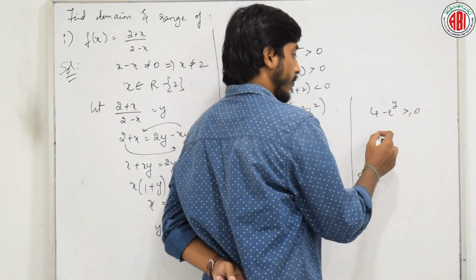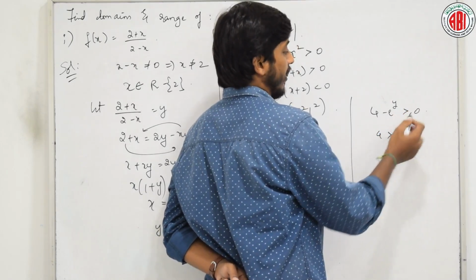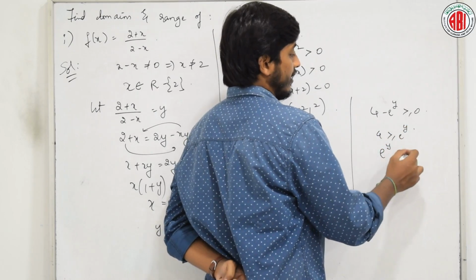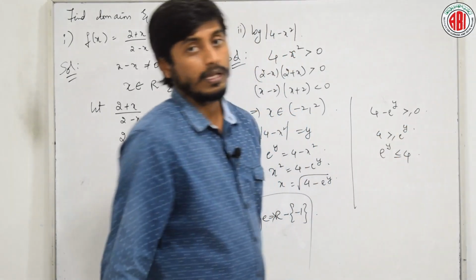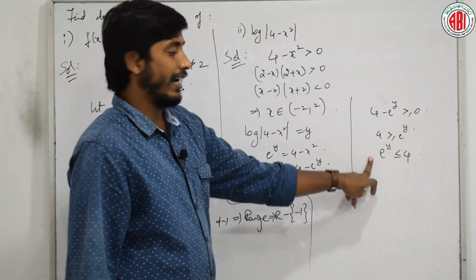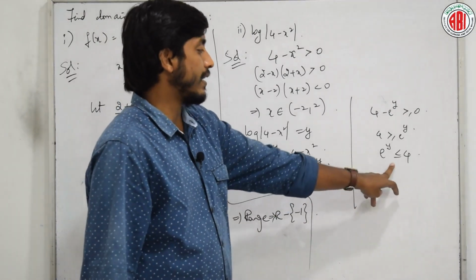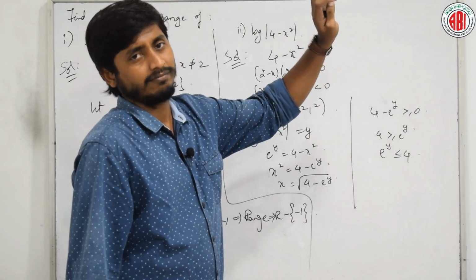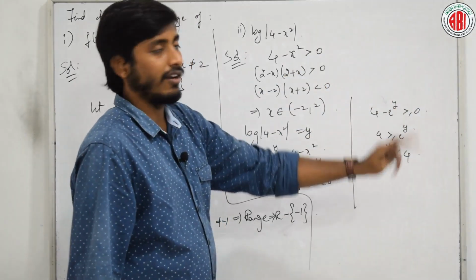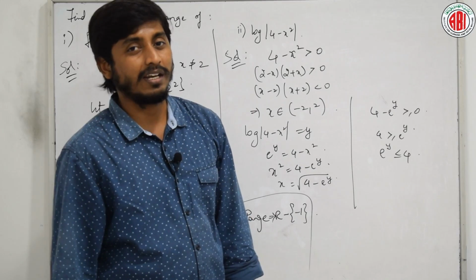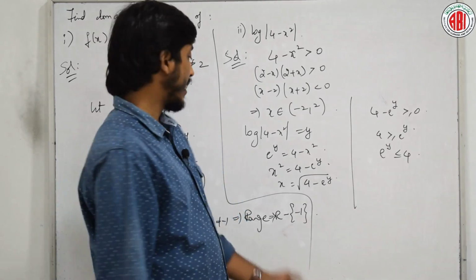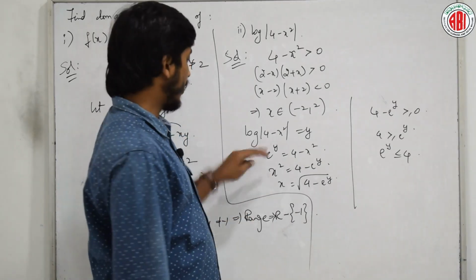Therefore, 4 is greater than or equal to e power y, or simply e power y is less than or equal to 4. Isn't it? Is there any kind of condition like that? Tell me. Log y is less than or equal to log 4. Let us write. Okay. Or else y is less than or equal to log 4. What does that mean? Can we have any condition like that? No.